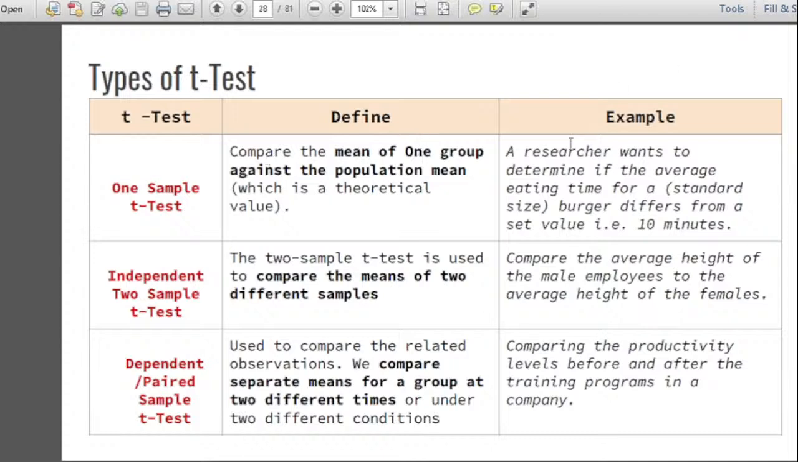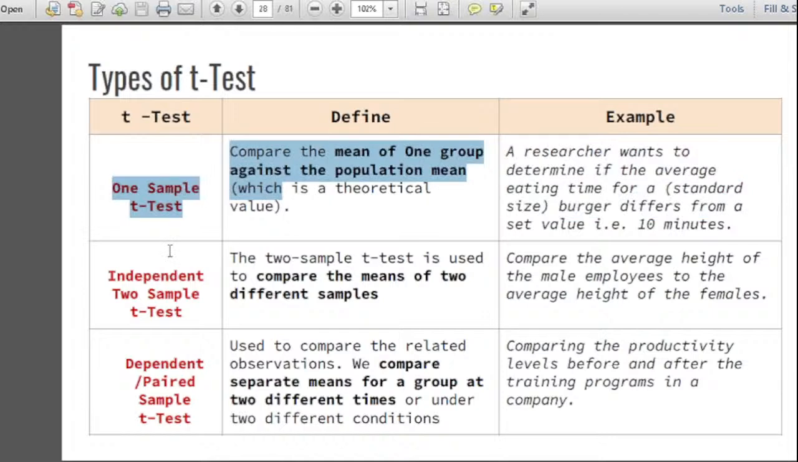For example, a researcher wants to determine if the average eating time of a burger differs from a set value, that is 10 minutes. So what is it saying? Historically the average eating time of a burger was 10 minutes, but now, after collecting the sample, we want to test whether people in this area from where I've collected the sample are also eating the burger in 10 minutes or their time is different. Okay, clear? One sample t-test.